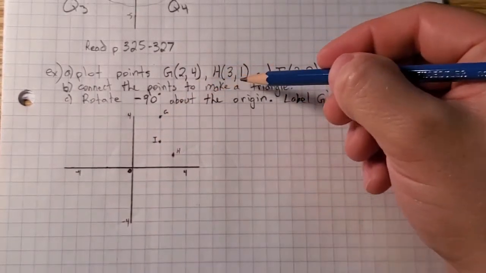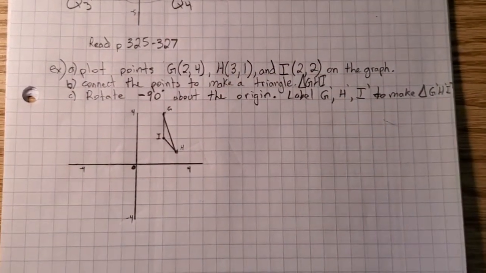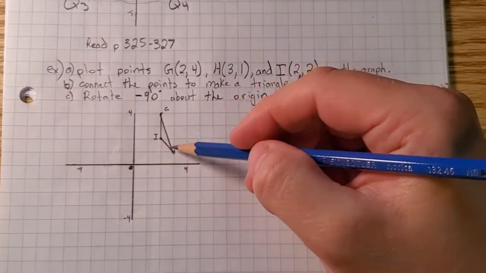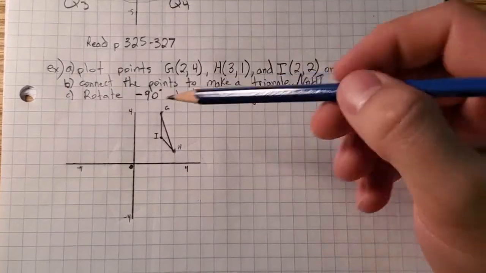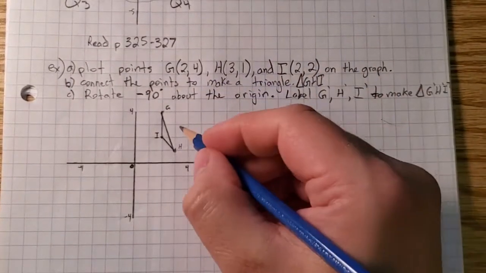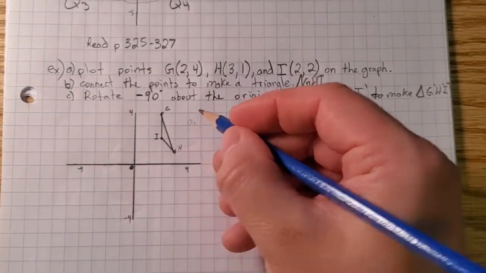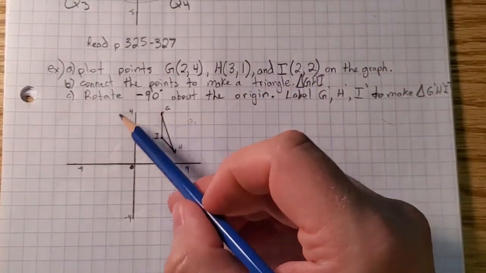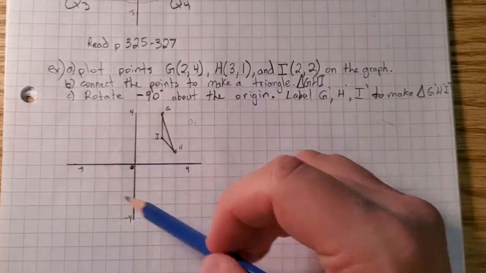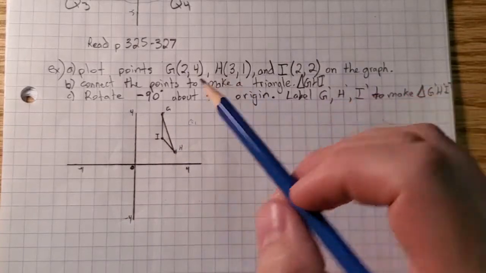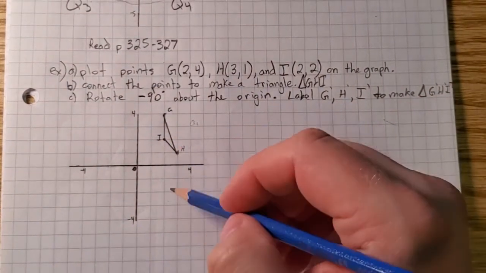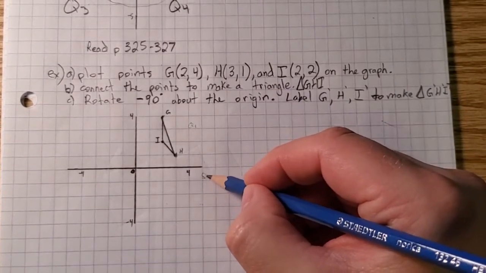Then it says connect the points to make a triangle. So you just take your ruler and line it up. Okay, so you've got this triangle, GHI. And now it says rotate negative 90 degrees about the origin. So right now we're in quadrant 1. A positive rotation would take us to quadrant 2, quadrant 3, quadrant 4, back to quadrant 1, and you could keep going. So we know that negative is the opposite, right? We need to go the opposite way, which means that we're going to end up here in quadrant 2.